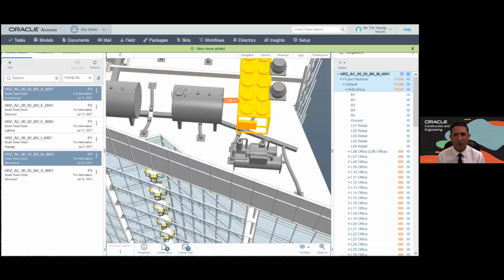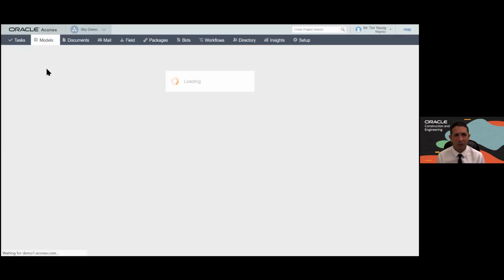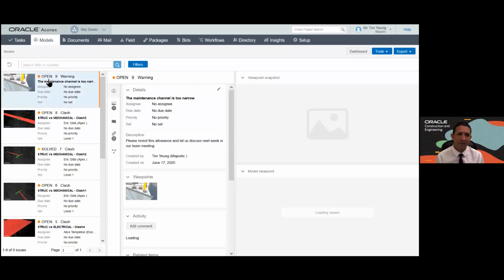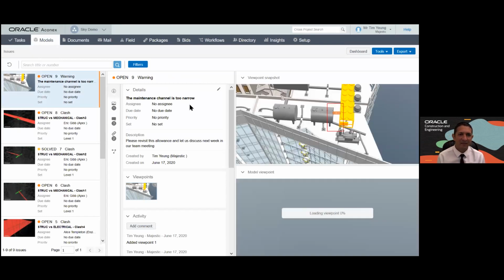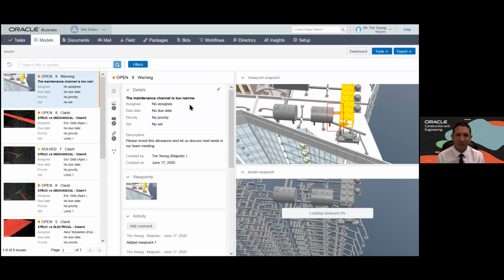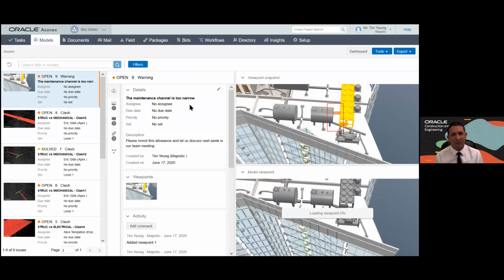Once you are done exploring the model, you then come here and look at the issues that have been raised against this model. As you can see, we've just raised that one issue. In the real world, when issues are raised, they are captured in an Excel spreadsheet and then emailed across to the various disciplines, whether it's an architect, structural or mechanical, and then they try to resolve it and see who is going to be assigned this issue.